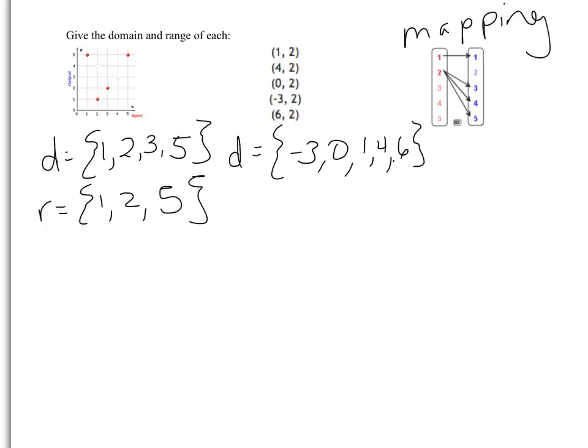All right, then the range. Now the range is all my y values. We only have a 2. We only list it once, just like that. So we put it in squiggly line brackets. Okay, now the next one, we'll go ahead and do right down here.